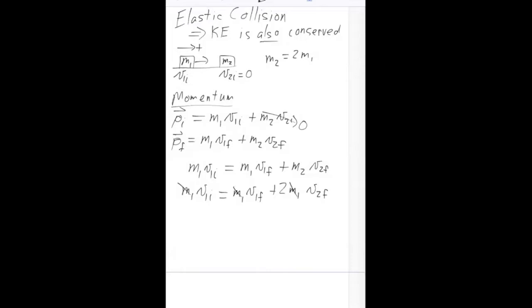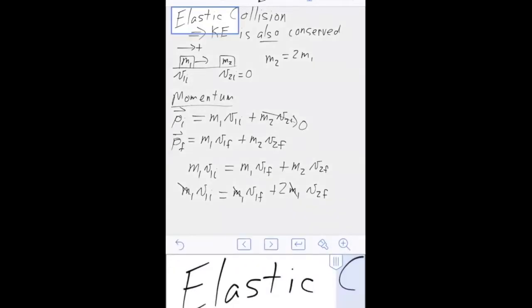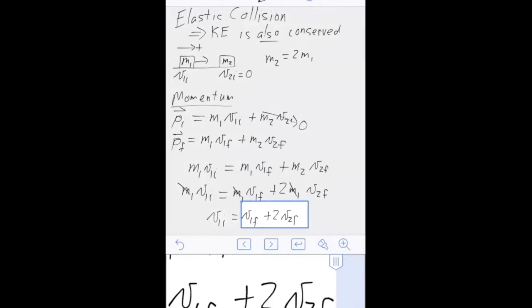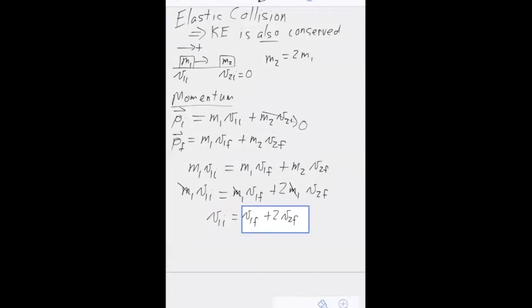Now you can only do that if a factor appears in every term on both sides, but it does in this case. So that's going to make our equation look much easier to deal with. So we've got v1I is equal to v1f plus 2 v2f. All right, so that's one equation that we have. That's the equation that we can get from conservation of momentum.